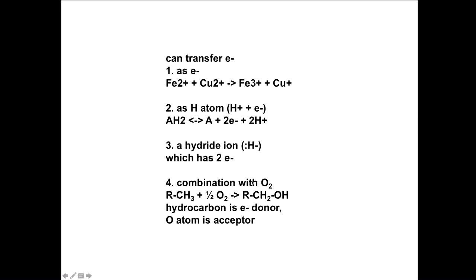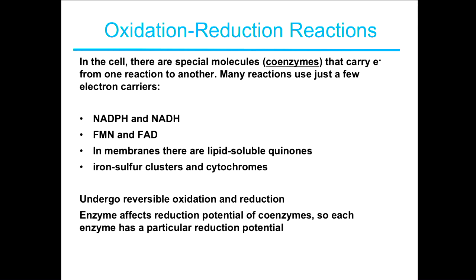Or something that we see very often, again, in biology, is that combination with dioxygen. So we have something with a methyl group, for example. We're going to have dioxygen, but we're actually using part of it per compound over here, and we end up getting a hydroxyl group. Okay, so the hydrocarbon is actually the electron donor, and the oxygen atom is the acceptor. And I have a diagram later that we'll go over some of this in detail. It might make a little more sense.